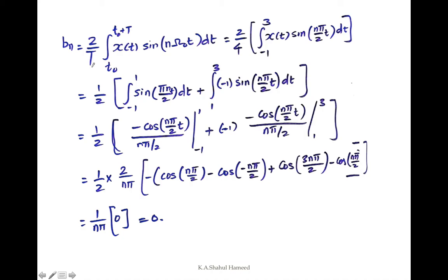bn is equal to 2 by T integration over t naught to t naught plus T of x of t into sin n omega naught t dt. Now we are going to substitute the values of T and omega naught and also the upper and lower limits. The upper and lower limit is minus 1 to 3, T is 4, and omega naught is equal to n pi by 2.